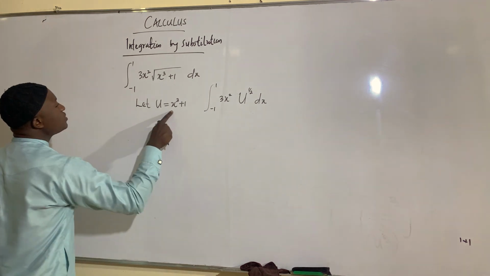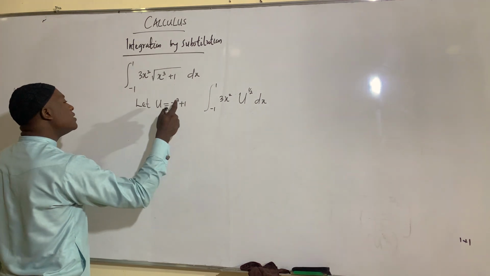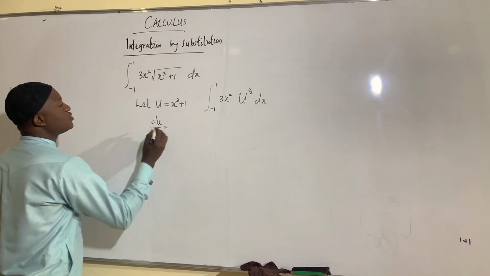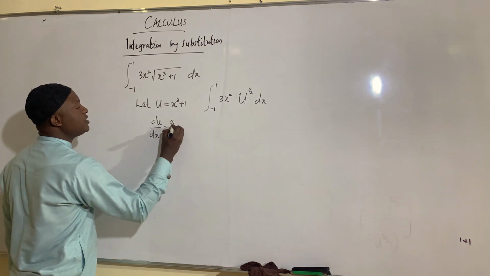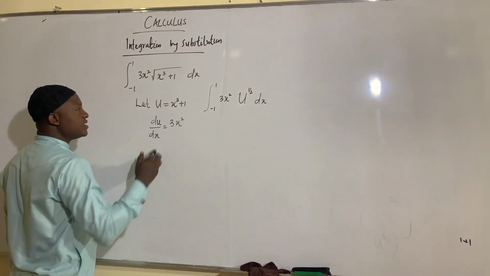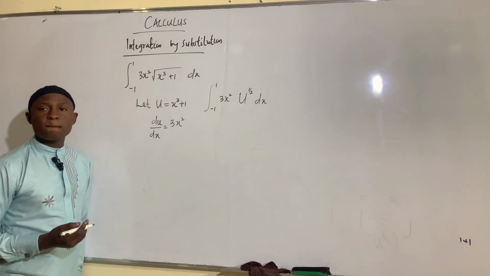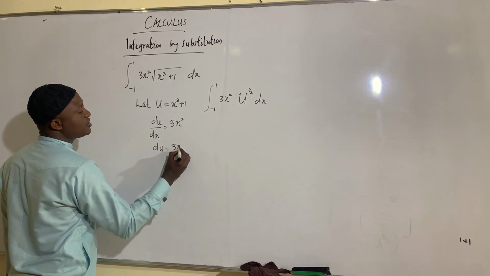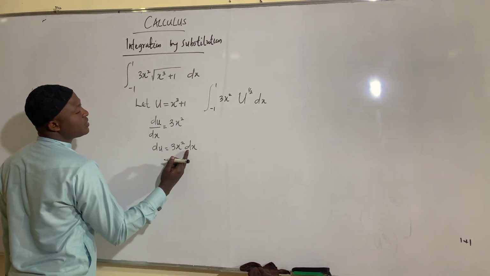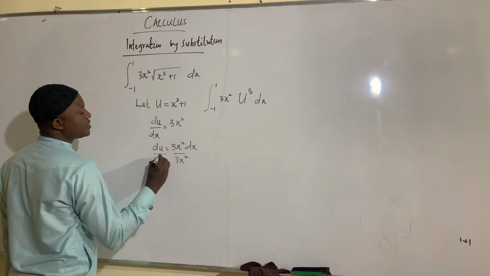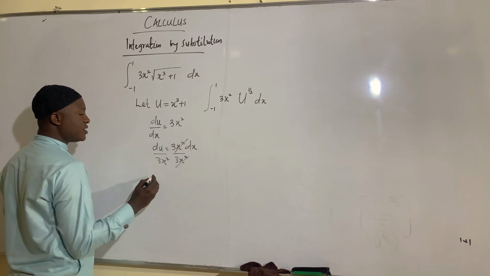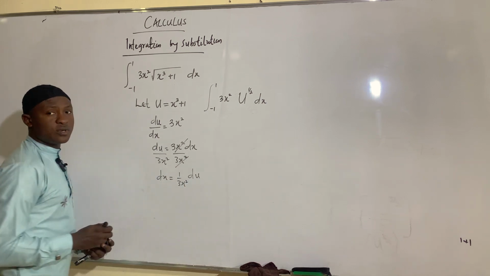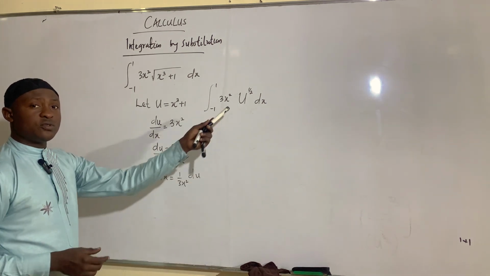So now, if I differentiate u with respect to x, I have du/dx is equal to the differential of x cubed, which is 3x squared, right? Then the differential of a constant is always what? Always 0. So if I make dx the subject, du is equal to 3x squared dx. Divide both sides by 3x squared, and we have dx is equal to 1 over 3x squared du. Can you see that?